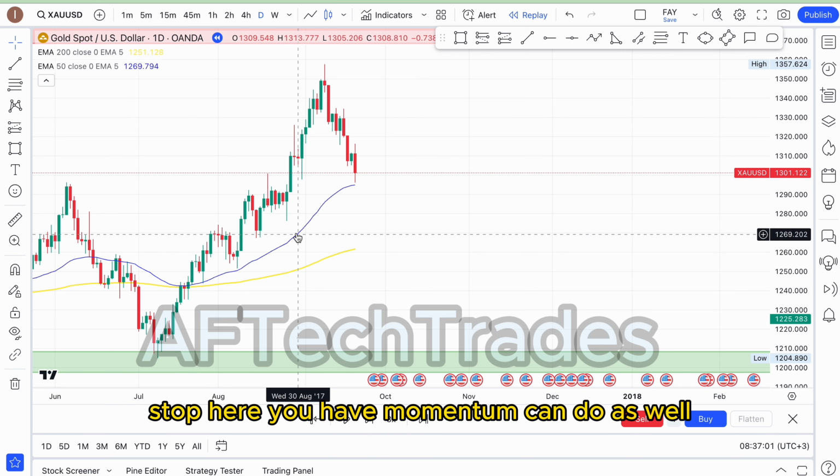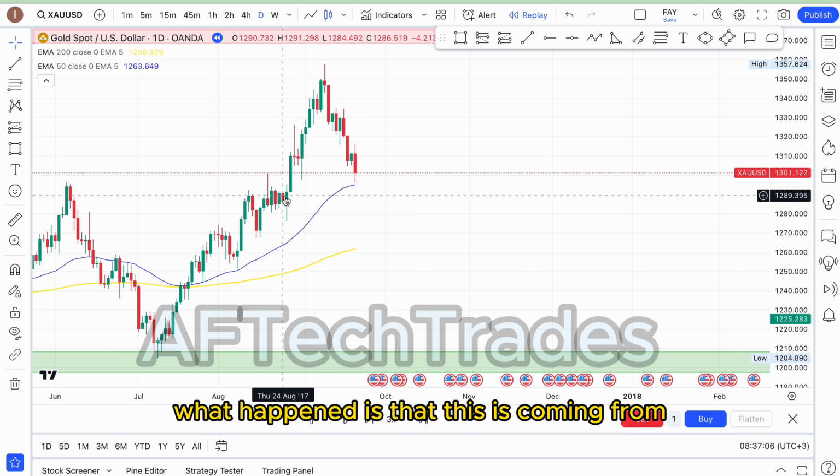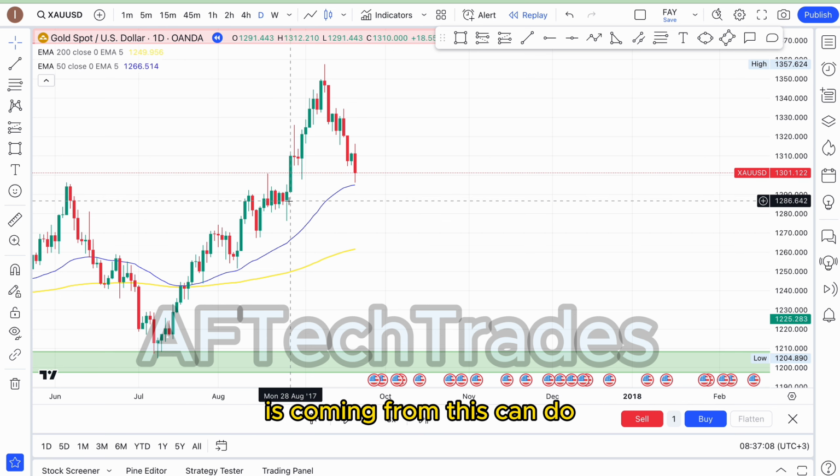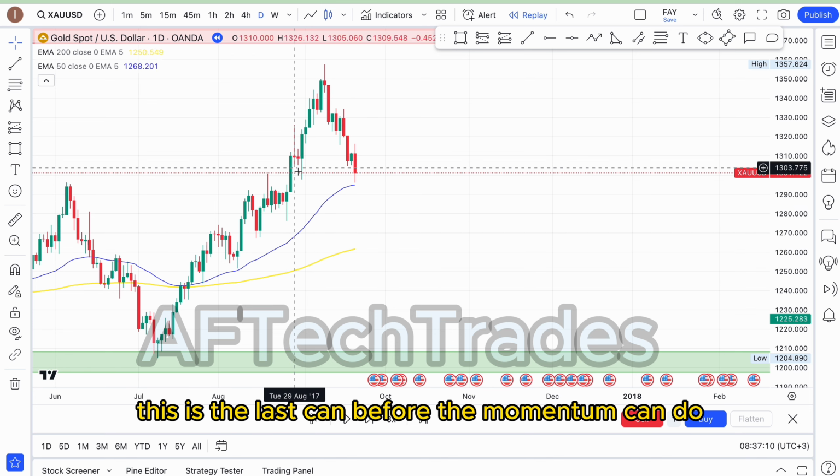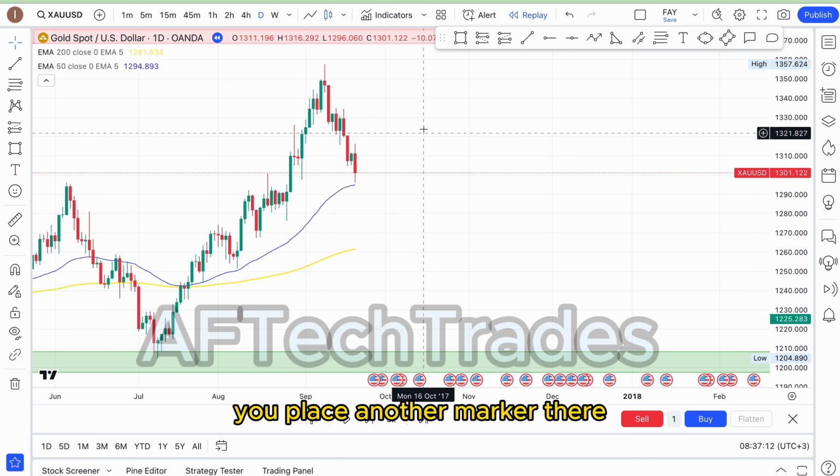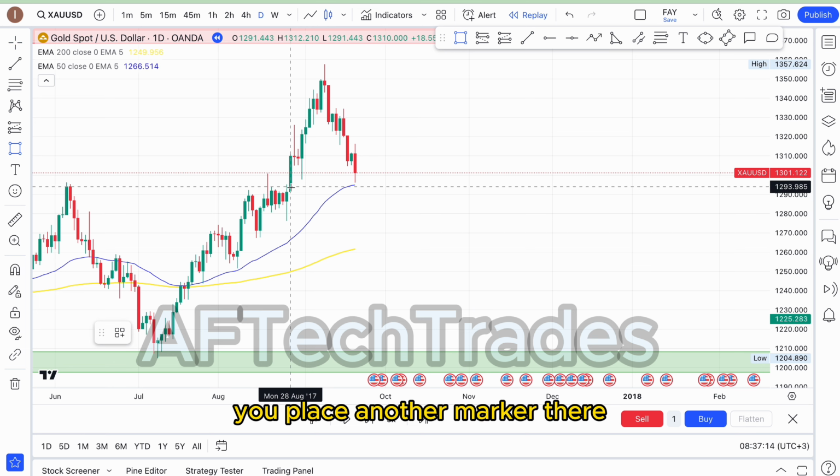Stop. Here you have momentum candles as well. What happened is that this is coming from this candle. This is the last candle before the momentum candle. You place another marker there.